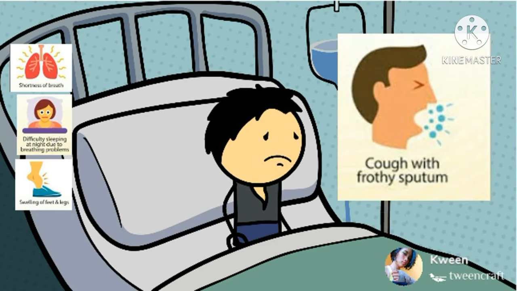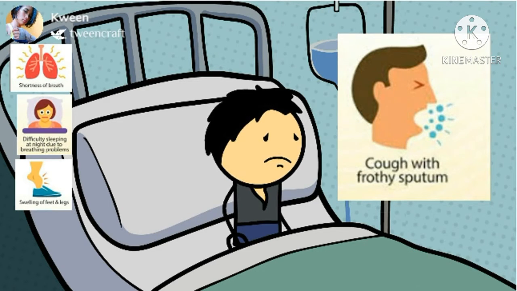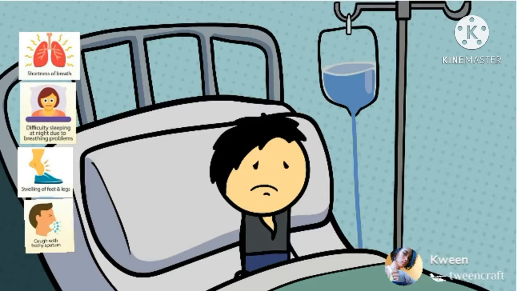Pink frothy sputum can also be present because of the increased pressure or increased blood pooling in the pulmonary blood vessels, causing damage to the blood vessels and thus pink frothy sputum. Crackles and rales can also be heard upon auscultation due to the fluid retention or fluid accumulation in the air sacs of the lungs.